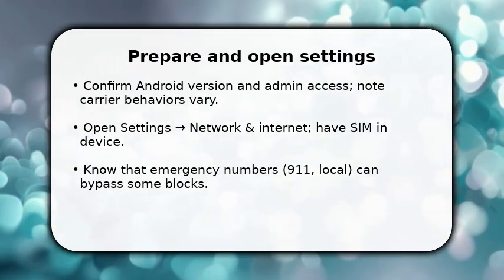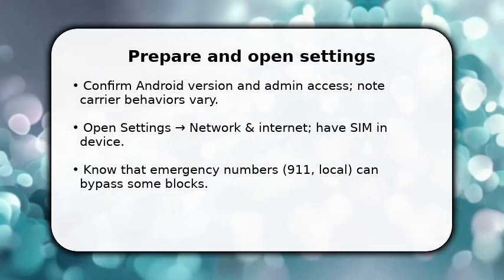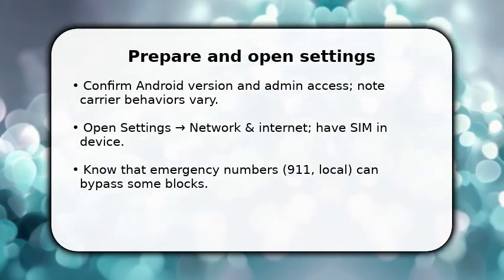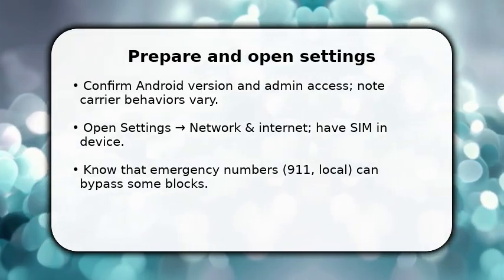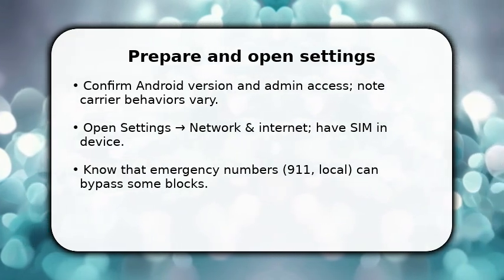Emergency numbers like 911 or local services can bypass some restrictions, so we'll rely on system controls rather than third-party blockers. Now move to toggling the core controls that make the phone stop regular calls while still allowing emergencies.